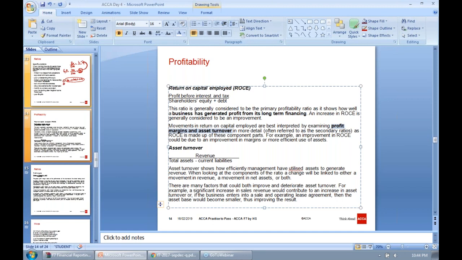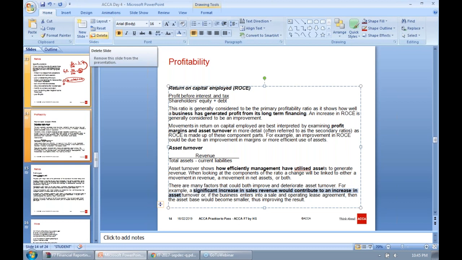or the profit margins. Now, asset turnover, the formula is here: revenue upon total assets less current liabilities, or it could be capital employed. Asset turnover shows how efficiently management is utilizing the assets to generate the revenue. So this is again a very important point. There are many factors that could improve or deteriorate the asset turnover. For example, a significant increase in the sales revenue. Now again a very important point. A significant increase in the sales revenue may contribute to the asset turnover.